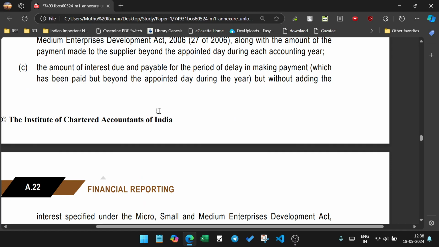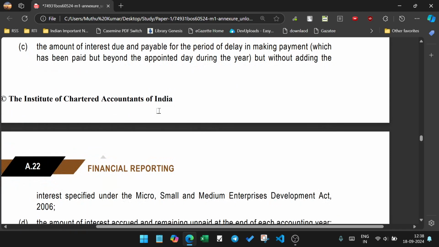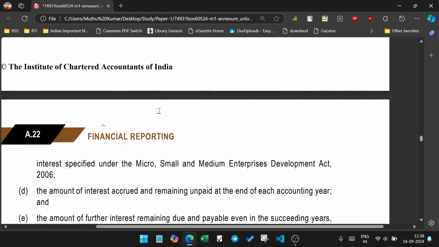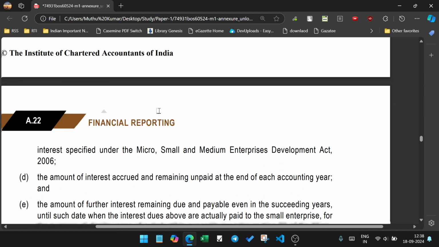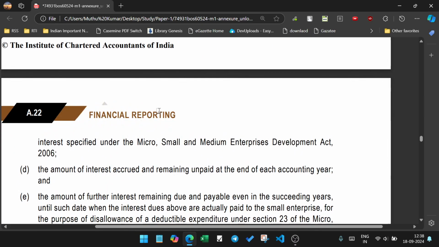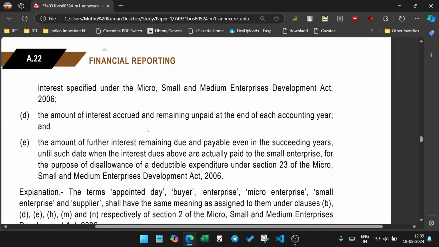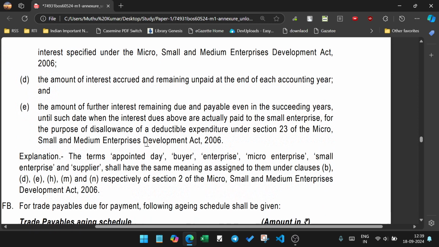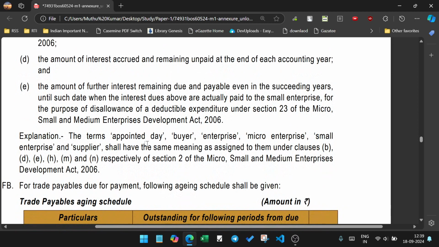The amount of interest due and payable for the period of delay in making payment, which has been paid but beyond the appointed date during the year, but without adding the interest specified under the Micro, Small and Medium Enterprises Development Act. The amount of interest accrued and remaining unpaid at the end of the accounting year. The amount of further interest remaining due and payable even in the succeeding years.